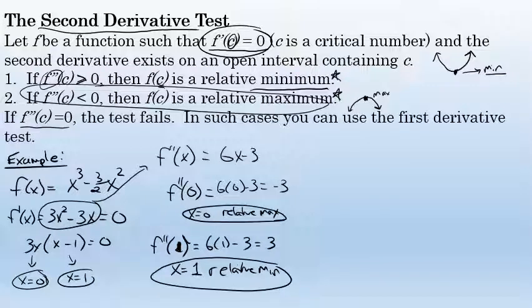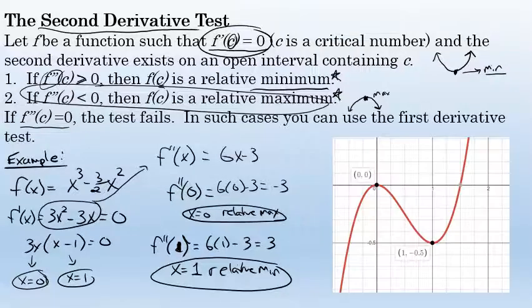Let's take a look at the graph of f of x equals x to the third minus 3/2 x squared to verify our result. If you take a look at this graph, you can see that when x equals 0, that's actually the point 0, 0 on this function. We do have a relative max there. And when x equals 1, we're looking at a relative min.